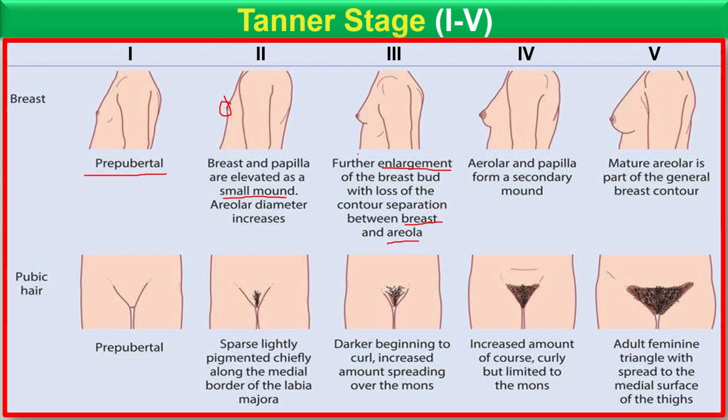No difference in the breast and the areola. So in the fourth stage, there is a differentiation between the areola and the papilla. Okay, so when you see the differentiated, it's the fourth stage, and this is the full stage, the final stage, where the adult stage has been achieved.